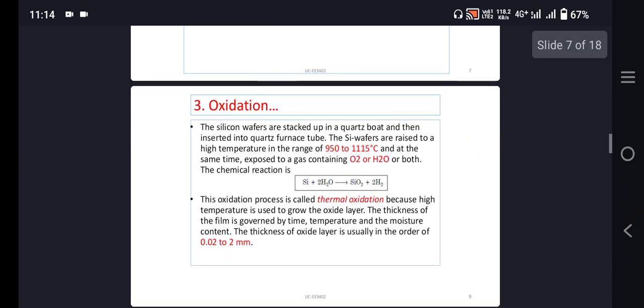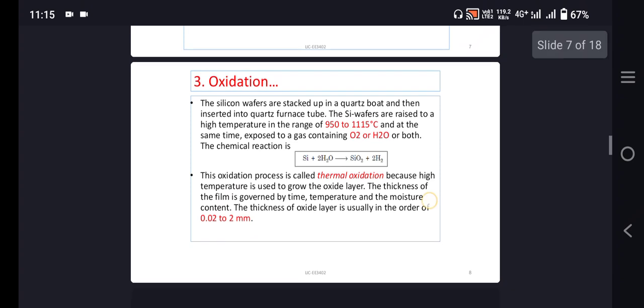The chemical reaction used in the oxidation is silicon is combined with either oxygen or hydrogen, which provides SiO2 plus hydrogen. The oxidation used here is thermal oxidation. The temperature used to provide the oxidation is normally 950 degrees Celsius to 1115 degrees Celsius. The thickness of the film which is coated for the oxidation depends upon the time of oxidation, the temperature used for the oxidation as well as the moisture content. The thickness of the oxide layer is normally in the range of 0.02 mm to 2 mm.